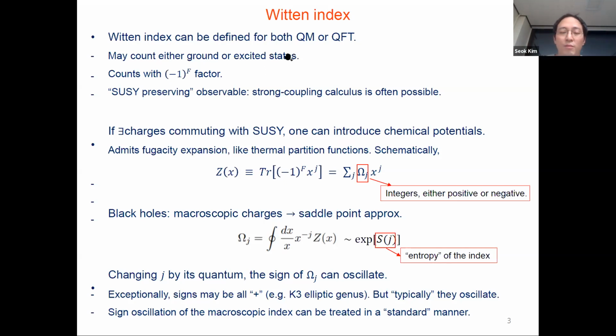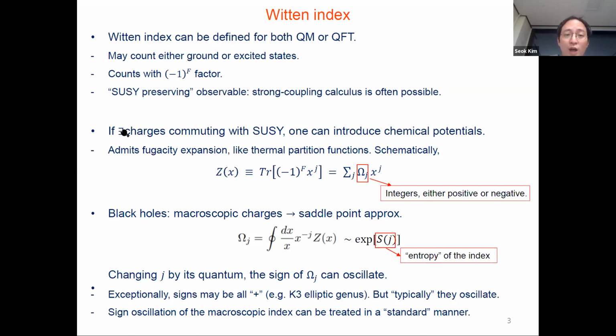And of course, it counts the degrees of freedom in the Hilbert space with (-1)^F, the fermion number factor, so that every fermionic state is counted with a minus sign. You subtract the degrees of freedom rather than adding them. Okay? So the magic of this Witten index with these -1 factors included is that it's a sort of supersymmetry-preserving variable. And due to the help of this supersymmetry, roughly the kind of non-renormalization behaviors, it often turns out that strong coupling calculus of the spectrum as an index is doable. Okay?